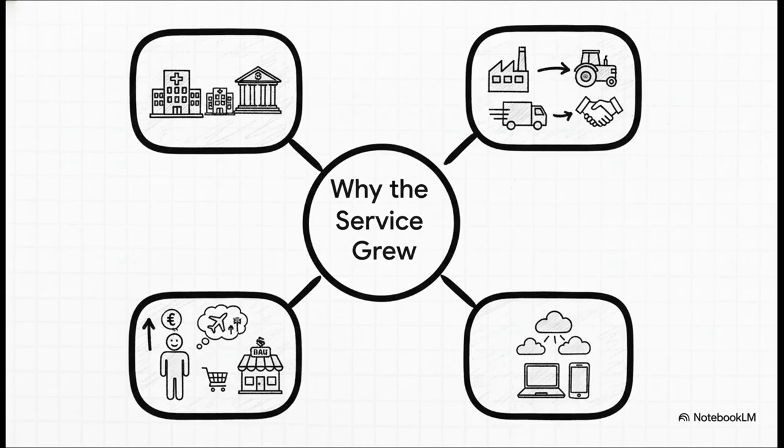There are 4 main reasons you should know. First, the demand for basic services like schools and hospitals has gone up. Second, as our farms and factories grow, they need more support services like transport and banking. Third, as people's incomes rise, they spend more money on things like tourism and eating out. And fourth, and this is a big one, the growth of information and communication technology has been huge.